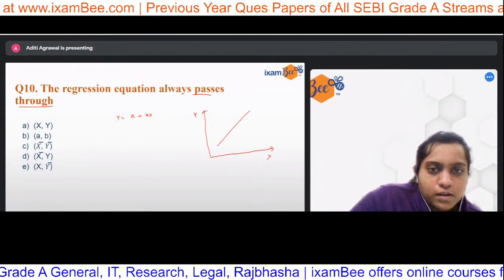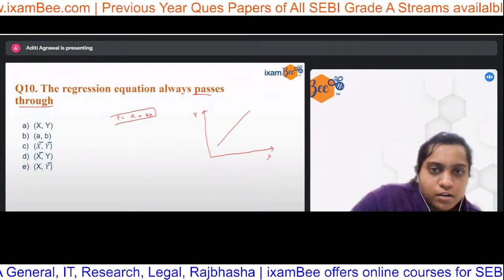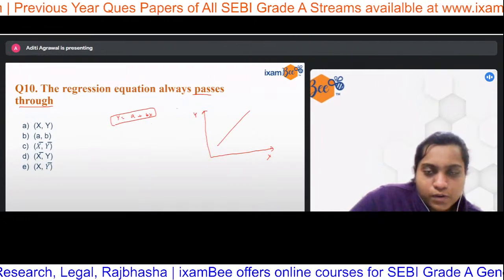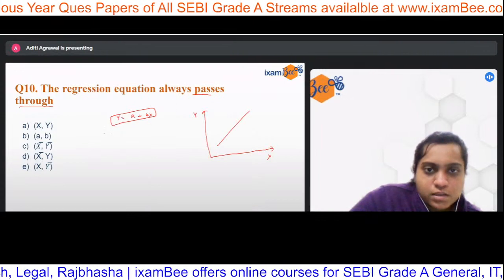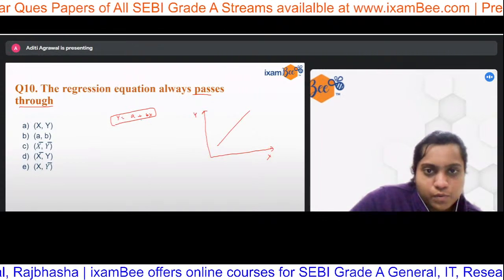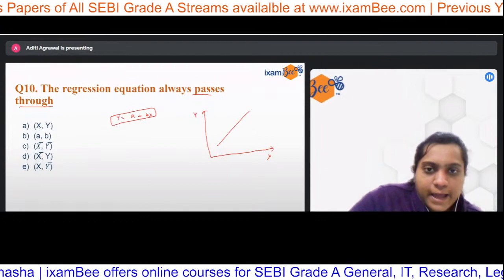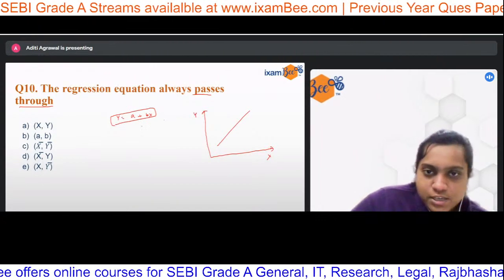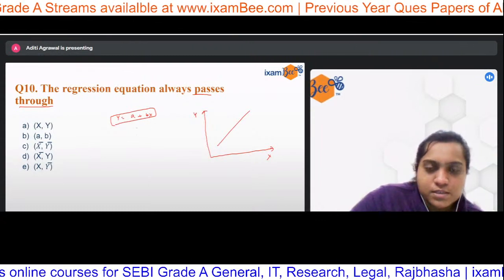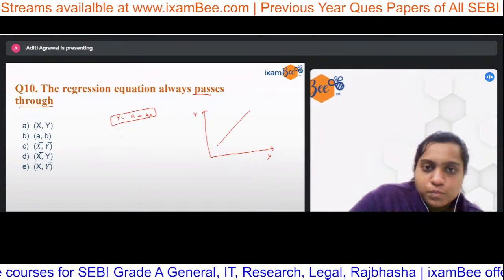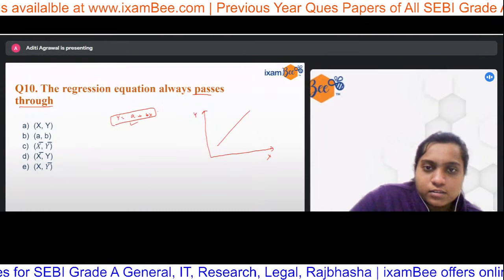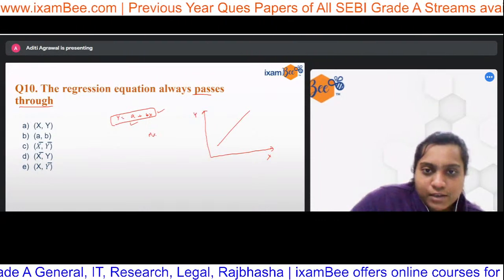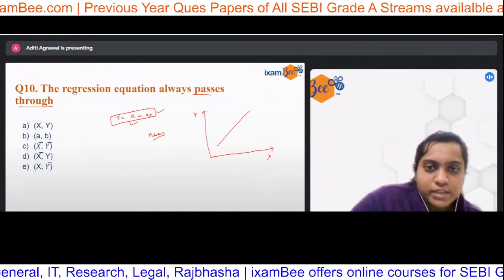Now obviously, through the process of least square estimates, right? When you minimize the sum of the squares of the error terms, and when you put the first order differentiation equal to zero, you will get that the regression line will always pass through the mean value, the mean of both x bar and y bar.